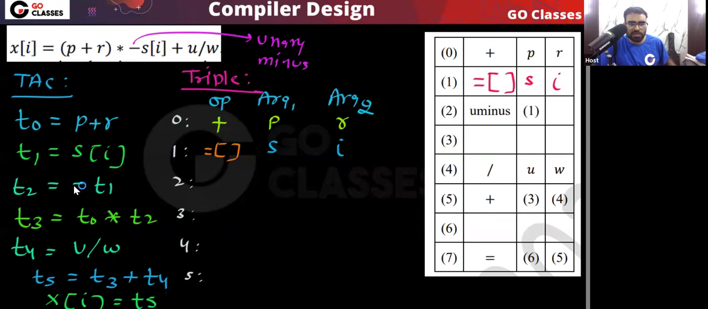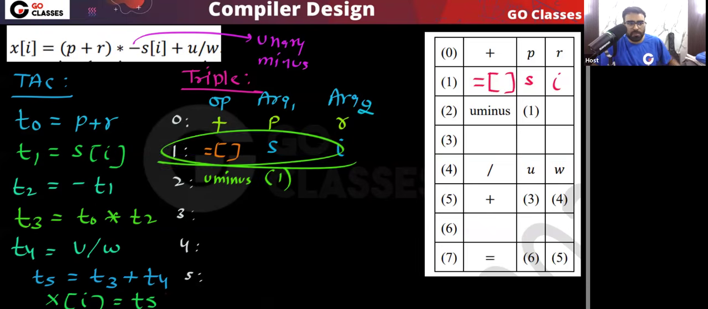What about this one? Here the operator is unary minus. Yes or no? This is the operator unary minus. And tell me, what are the arguments? The argument is T1. But remember, in the triple representation, whenever you need to refer to the result of some previous operation, we do that by referring to the position. Very simple here. T1 means this position 1. So the operator is unary minus, and argument 1 is T1, which simply means position 1.